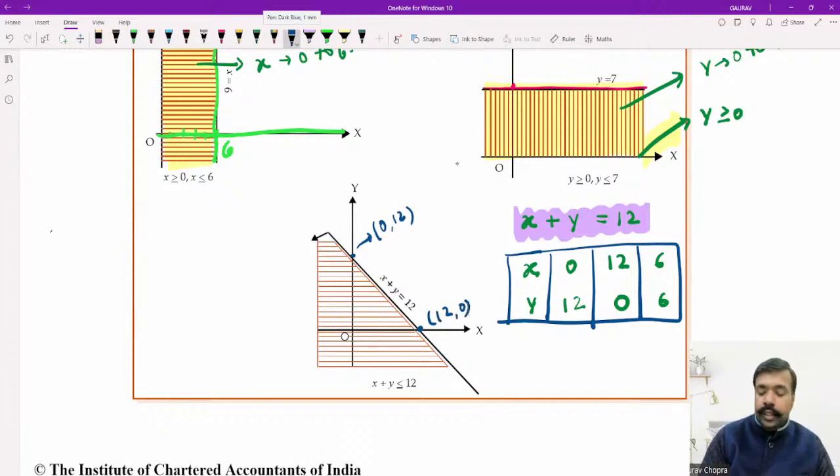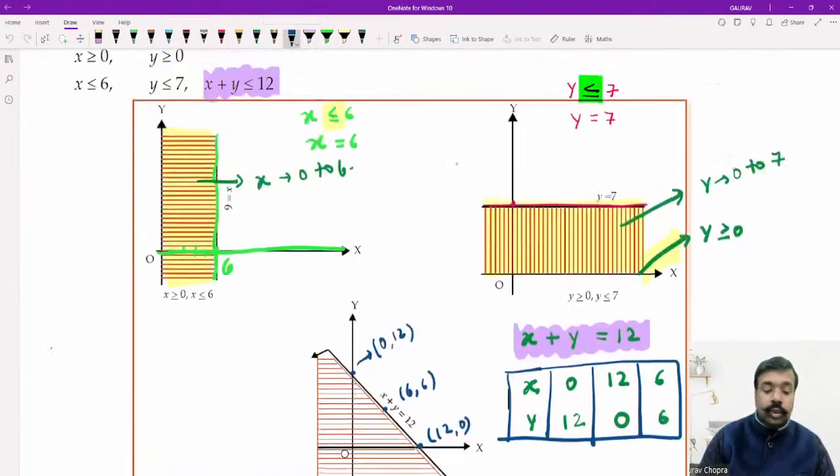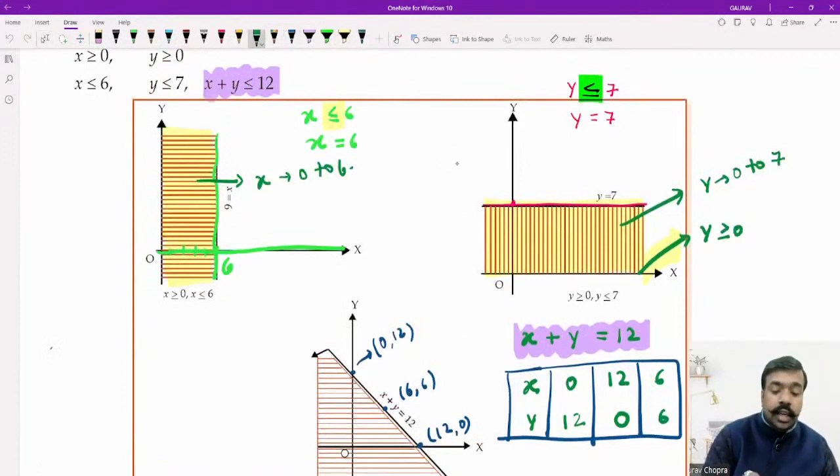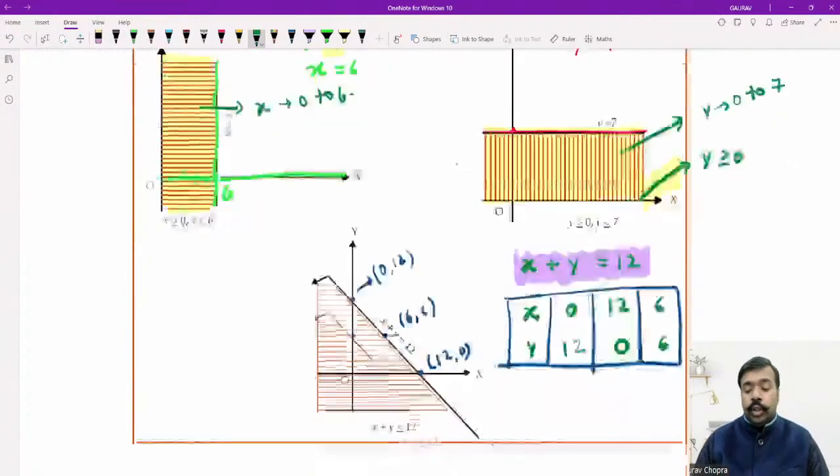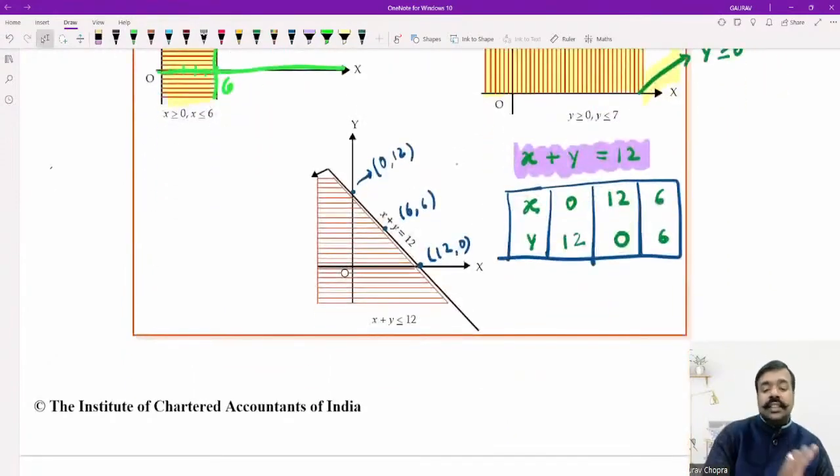And there will be a point in between which will be 6, 6. All right. So in this manner, we can form this line. But what will be the shaded region? For that, we have to see the inequality sign again. So the inequality sign is less than. So whenever it is less than, we have to move towards the origin. That means the inside area. So this is the inside area. All right.